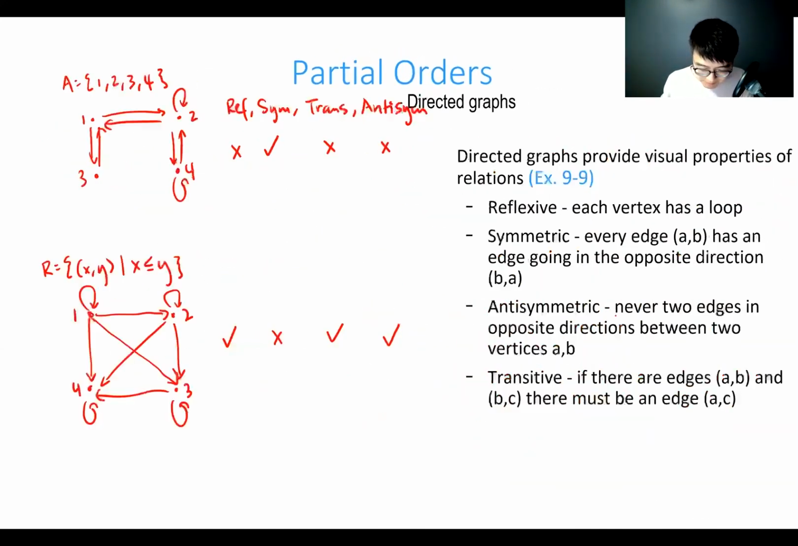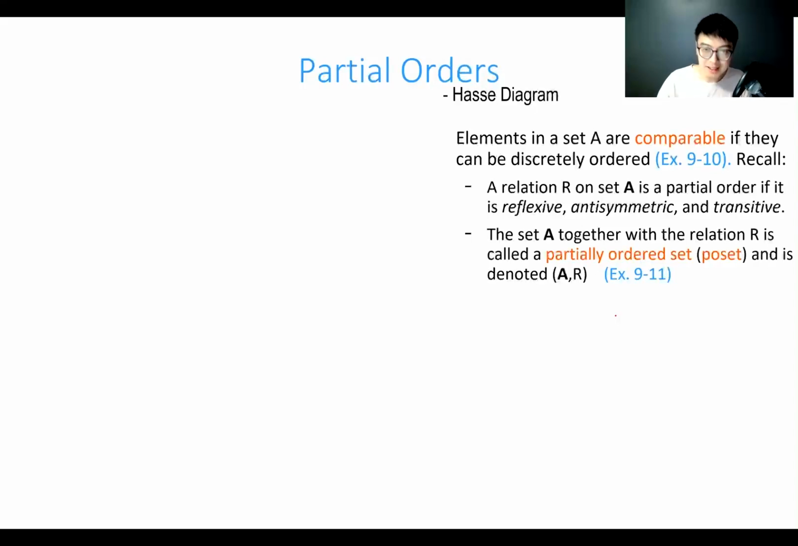Okay, so let's move on to the next idea. We talked earlier about a partial order. If you recall, a partial order is a relation that is reflexive, antisymmetric, and transitive. Those three properties, it turns out, will give you some nice structure to work with, called a partial order.